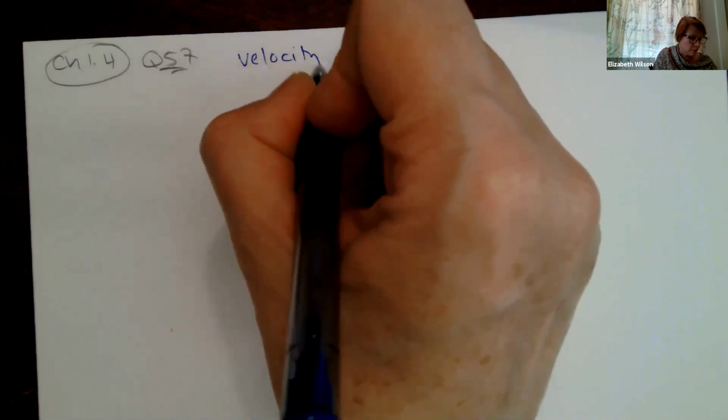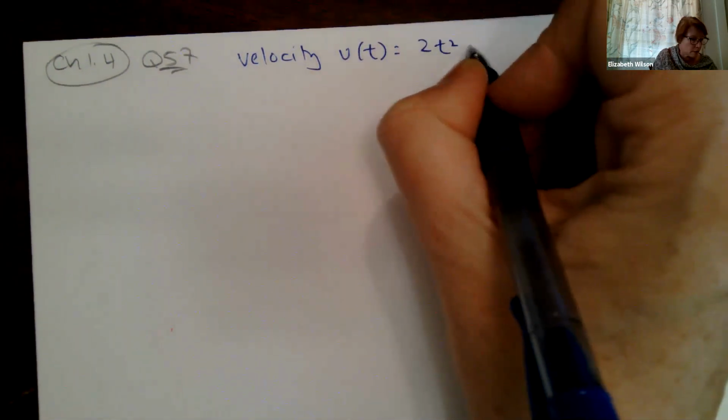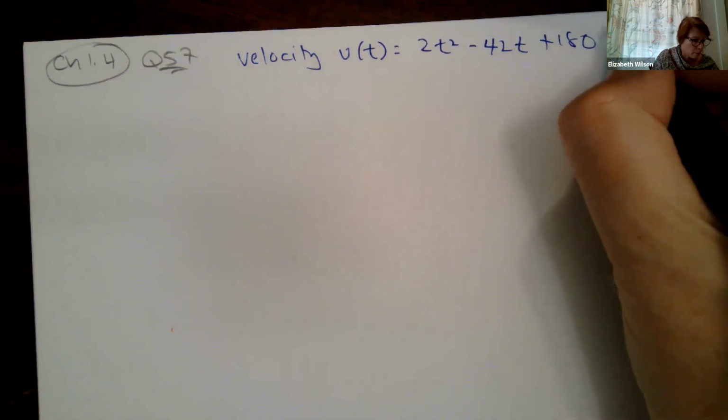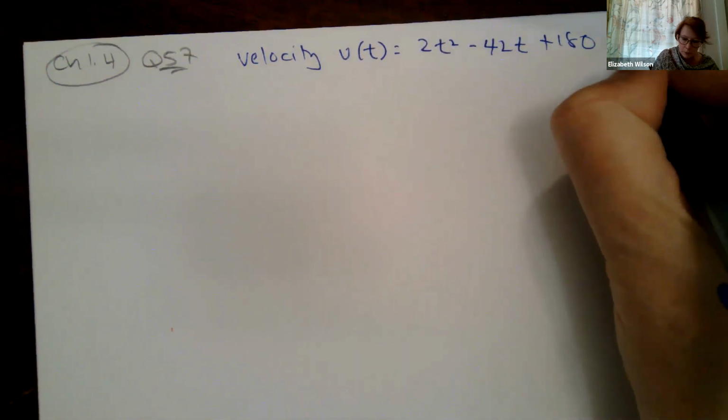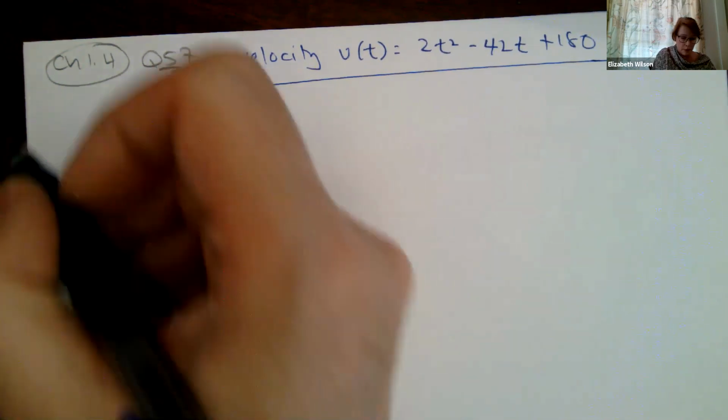Okay. So we have an x-axis travel, and we're given the velocity v of t equals 2t squared minus 42t plus 180. And I think that's meters per minute is what I have for units. Okay. So we're looking for the speed function, the rate of change of the speed, and the 2 points for the speed is not differentiable.